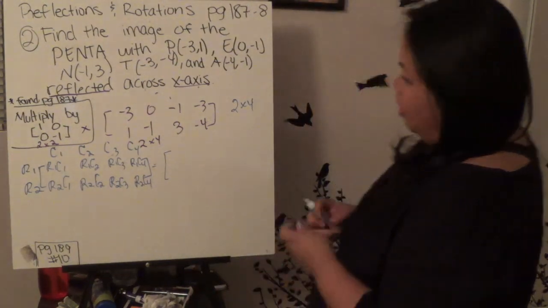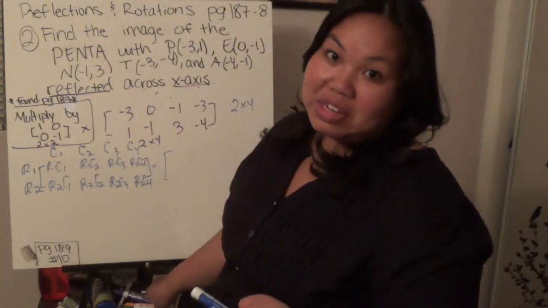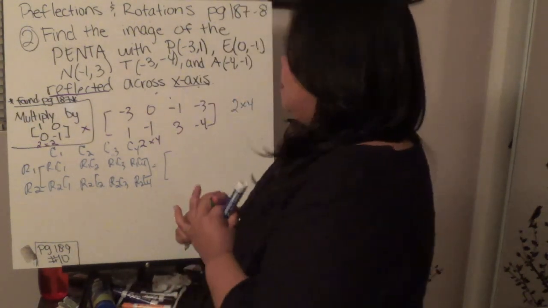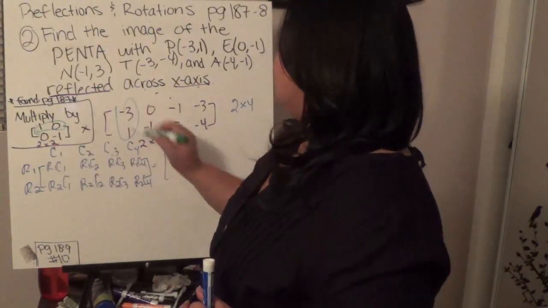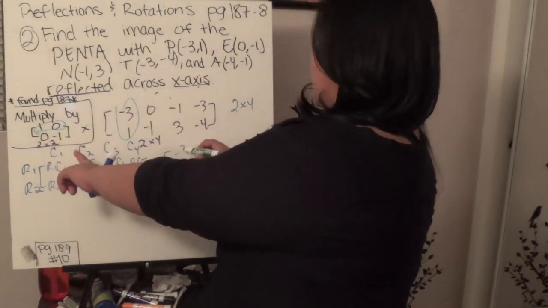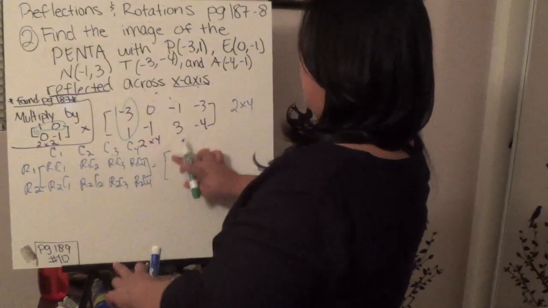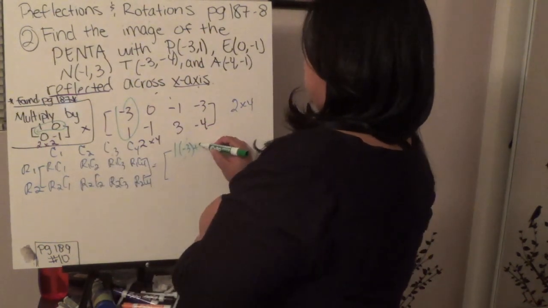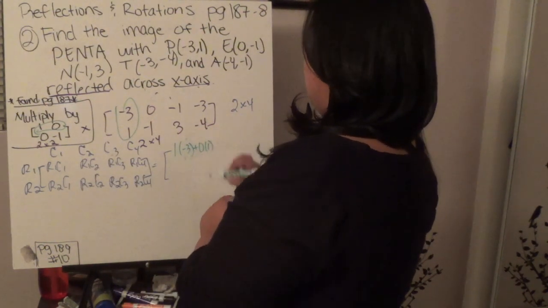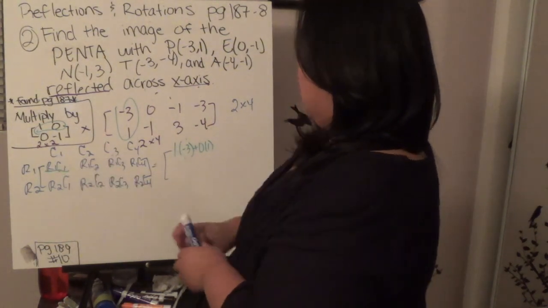Let's do some math. Here we go. The first one is row 1, column 1. So I'm going to have negative 3 times, sorry, the other way. 1 times negative 3 plus 0 times 1. Okay? Next one, we've done that so that I can just mark that.